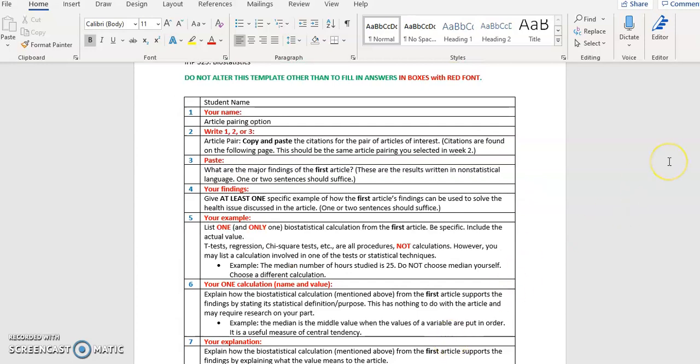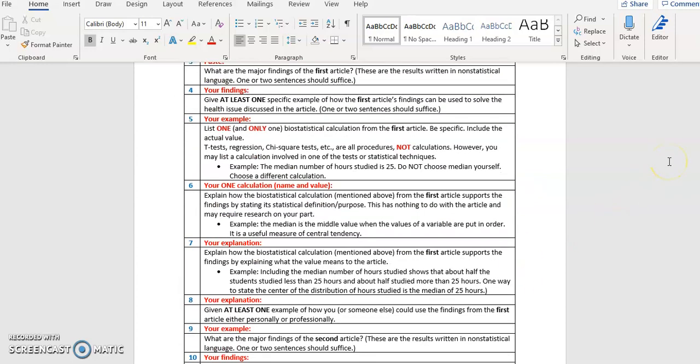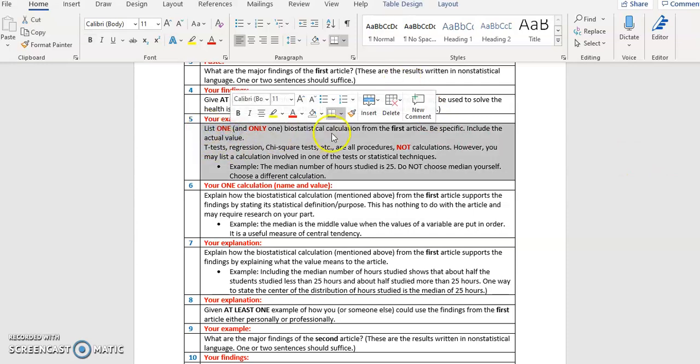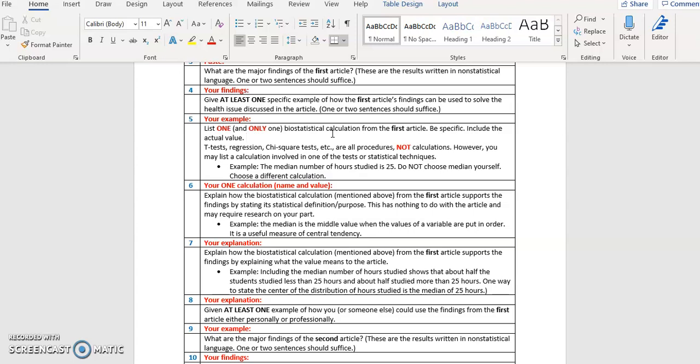Students often miss these because they don't follow directions really carefully. So here for 6, you're supposed to list 1 and only 1. That means don't list 2. You should have only 1 number. List 1 and only 1 biostatistical calculation from the first article.